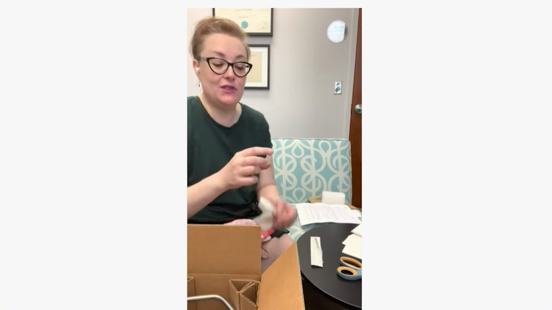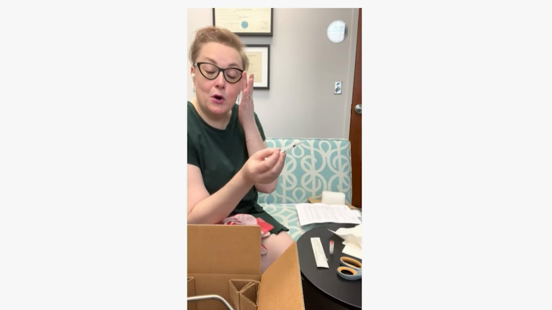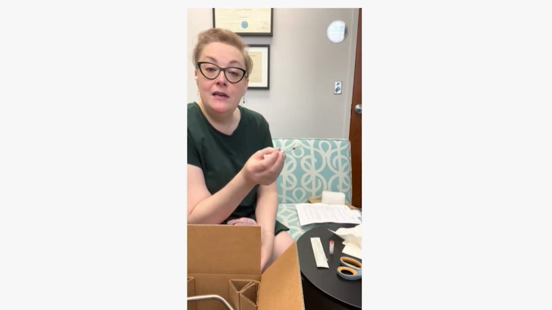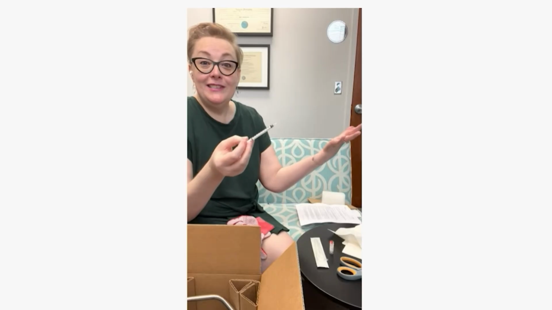need for an insemination. But once the sample's in there, either you or your partner will insert it into the vagina, deposit the sample, and I don't push hard. I would just push slowly to deposit the sample right onto the cervix, and then you're good to go.